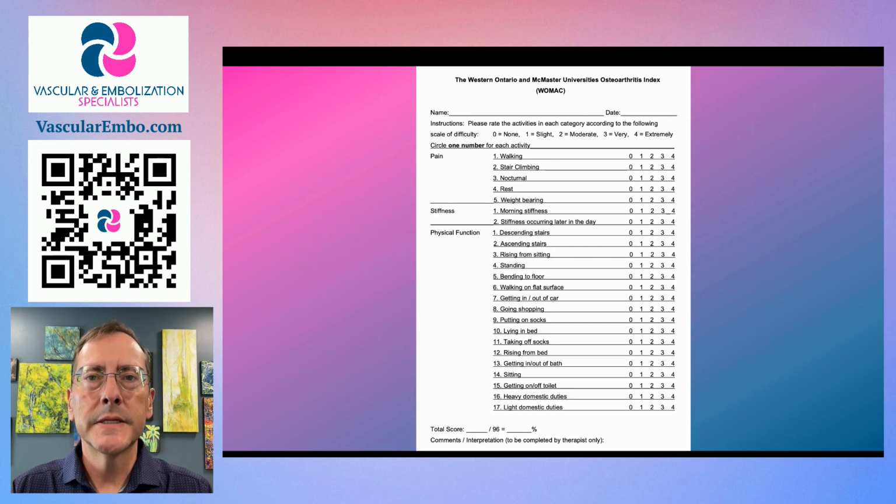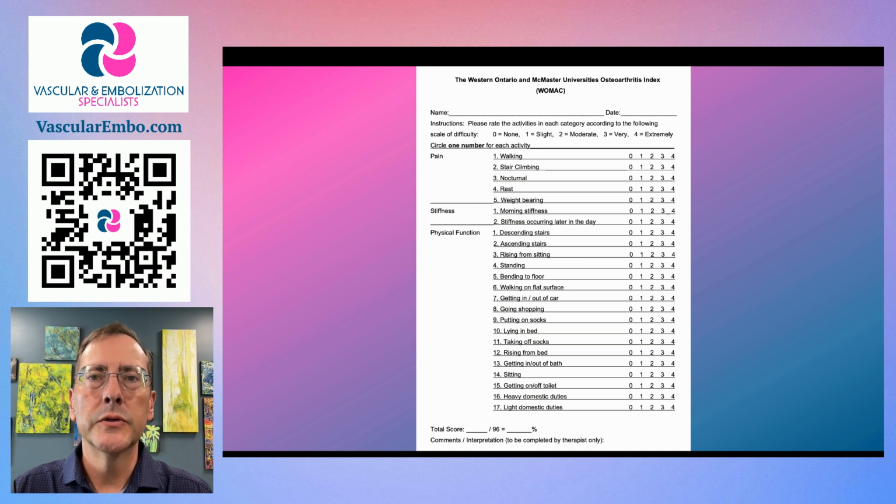This is the WOMAC scale. This is a measure that we give to every patient who comes to our clinic to talk about knee embolization. And the important thing to note here is that it's a lot of questions, 24 of them, but only 5 of them actually are directly attributable to pain. The majority of them, 17 of them, are attributable to function, because that is what we're trying to improve with the procedure. We're looking for a holistic effect.